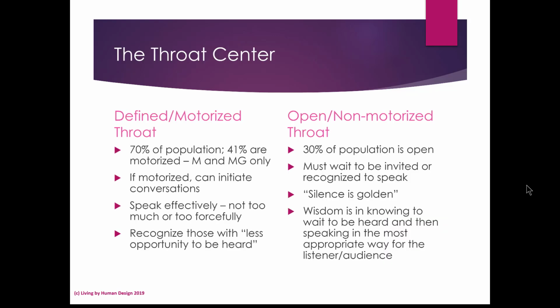So about 70% of the population have a defined throat center, but there are two types of defined throats in human design. One is the motorized throat and one is the non-motorized throat. And the people with the motorized throat are the manifestors and manifesting generators only. They have a motorized throat, and I'll talk about the motorized throat. The open throat is actually more like the non-motorized throat, and I'll talk about that in a moment.